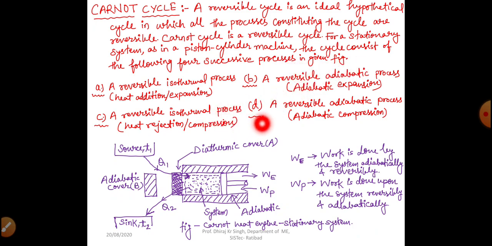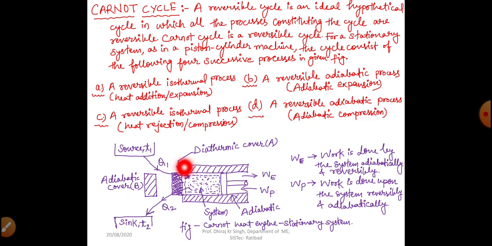In the given figure we can see this, right? So this is a piston cylinder arrangement, this is a cylinder, and this is our piston, and this is a diathermic wall, and this is an adiabatic cover. So diathermic cover is that kind of cover from which heat transfer can take place, but from adiabatic cover there will be no heat transfer. So in isothermal processes we will use this diathermic cover, and in adiabatic processes we will use this adiabatic cover. So this diathermic cover is denoted as A and this adiabatic cover is denoted as B, right?